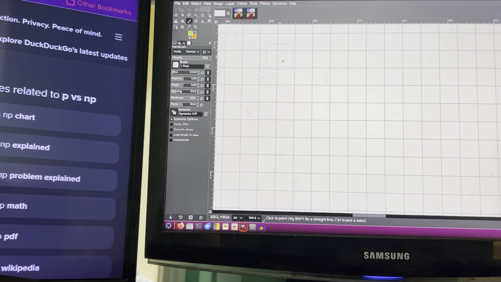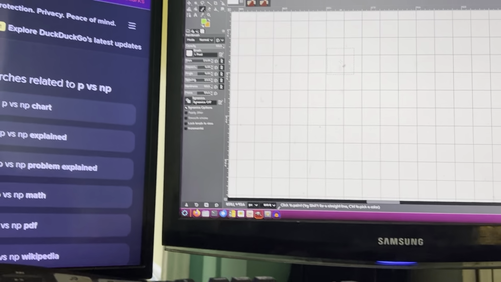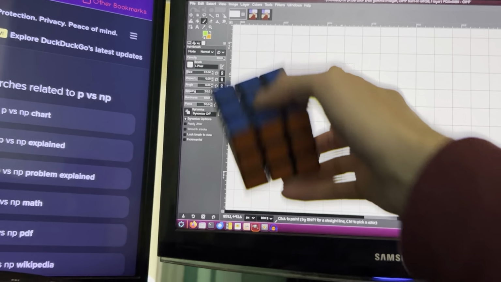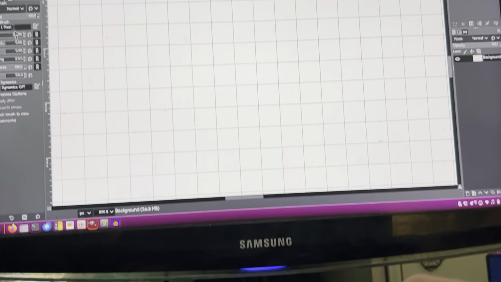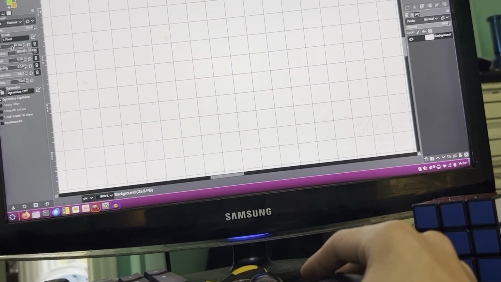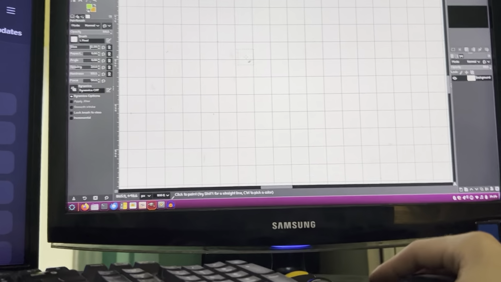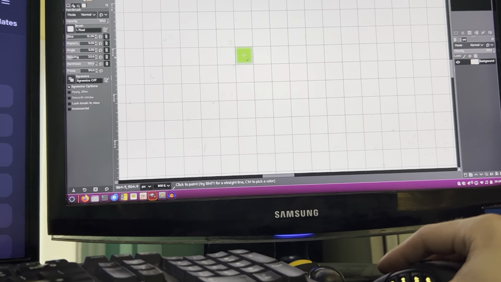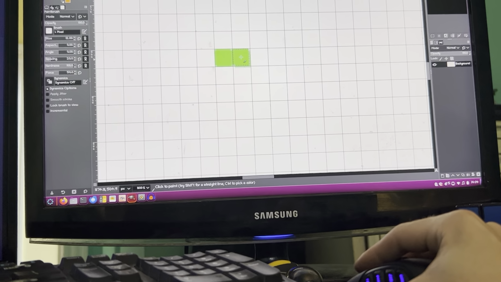So to solve P versus NP, I'm going to show you an example using a Rubik's Cube and some grid paper. Okay? So right here, I'm going to get me a nice 12-point brush. Yep. And I'm going to start with the number 3. Okay? Number 3. 1, 2, 3.